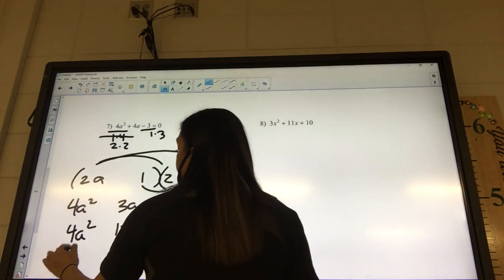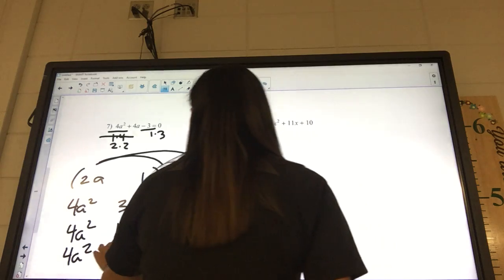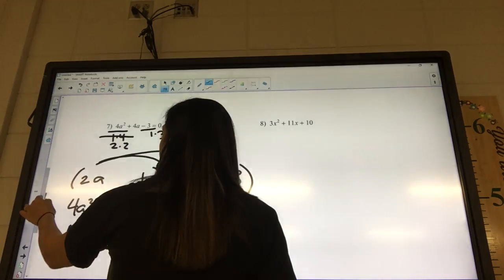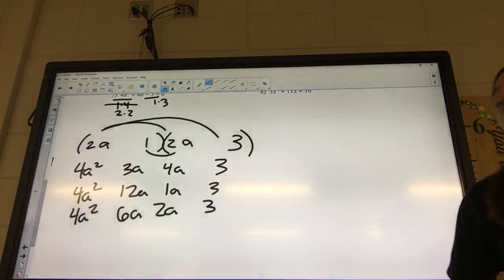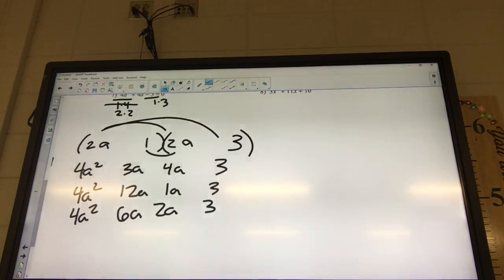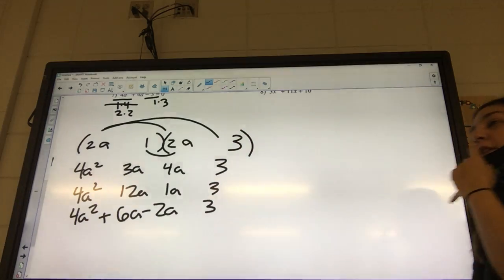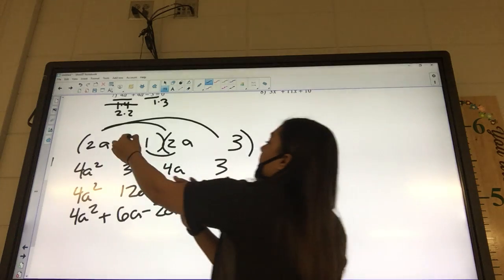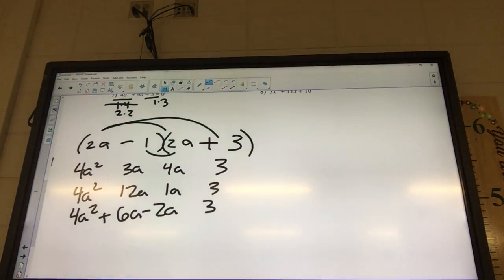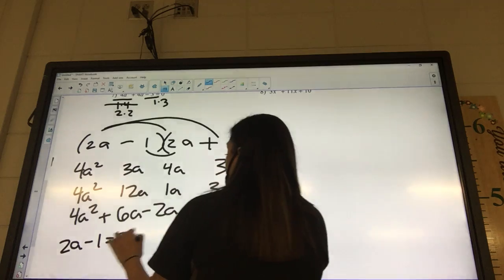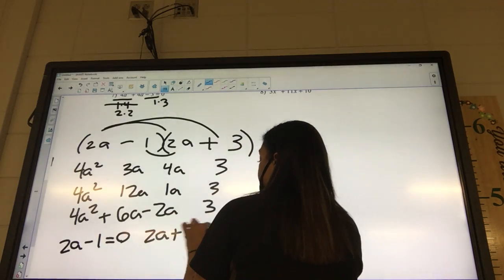Okay, multiply the first, the outer, so there's 6A, the inner 2A, and then the last is 3. Okay, would a 6 and a 2 work? Yeah. I need a plus 4. Plus 6 minus 2. Okay, because I have a plus minus, how do I fill those in above it? Minus plus. But then you gotta keep going because it's 0. And then on this one we gotta keep going because it's a 0. Okay, so you're gonna say 2A minus 1 equals 0. 2A plus 3 equals 0.